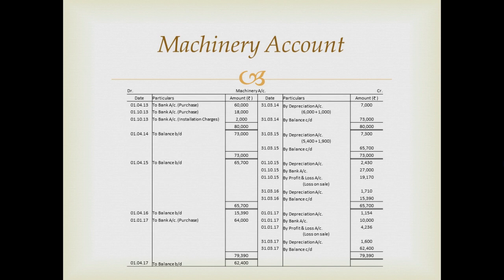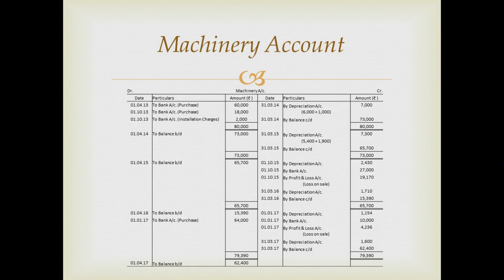On the debit side, 1st of January 2017, purchase of a machine to bank account rupees 64,000. And finally, on the 1st of January 2017, by depreciation account rupees 1154 for the machine which has been sold, by bank account rupees 10,000 for the proceeds received from the sale of the machine, by profit and loss account, which is the loss on sale, rupees 4236.